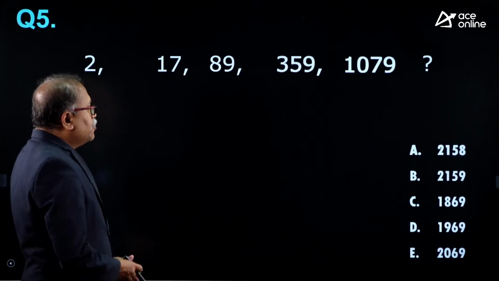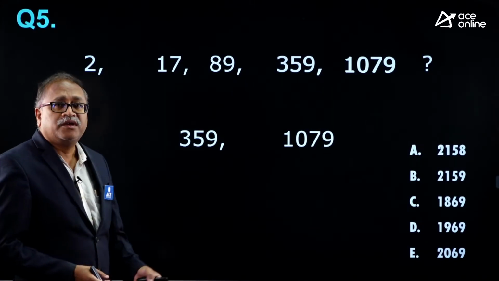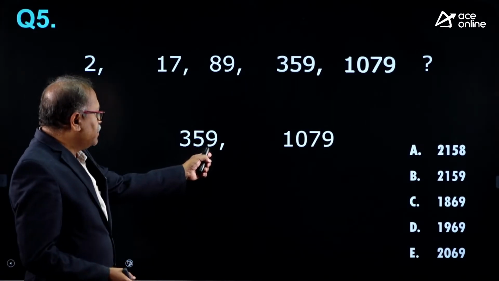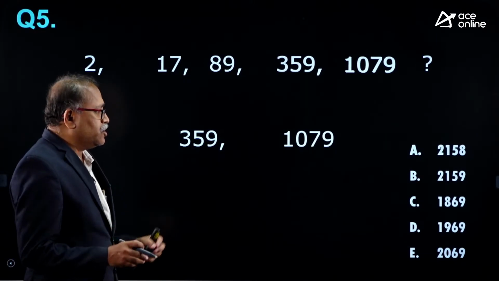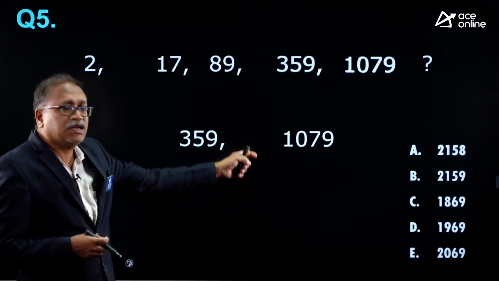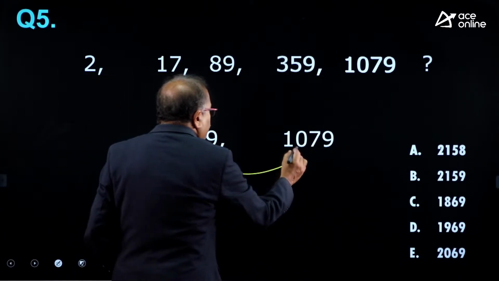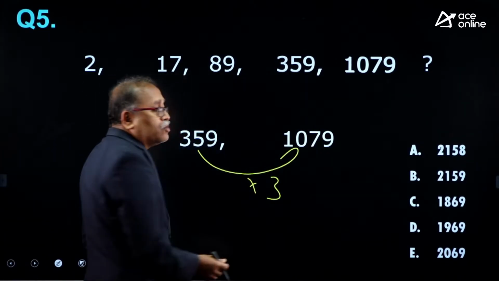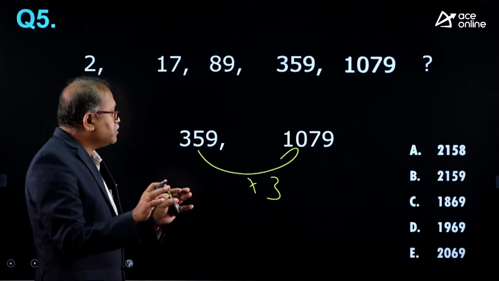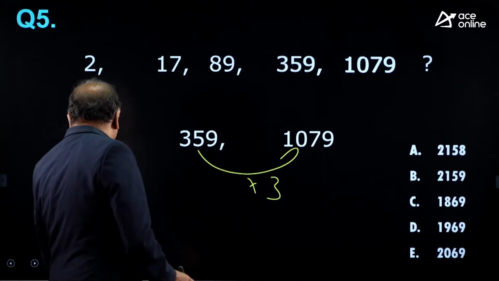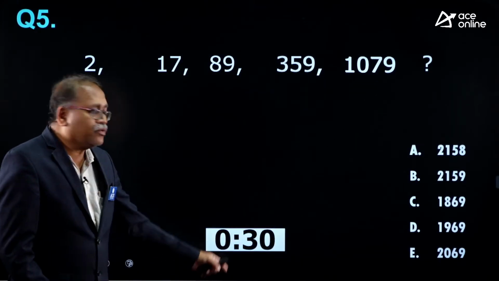Okay. Now, how do I analyze this one? I will take these two numbers to identify whether it is an addition or multiplication. For my knowledge, I notice that into 3. If I multiply this number into 3, then I am getting closer to that number, not exactly, closer. So, this is the clue for you. Now, your 30 seconds starts now.